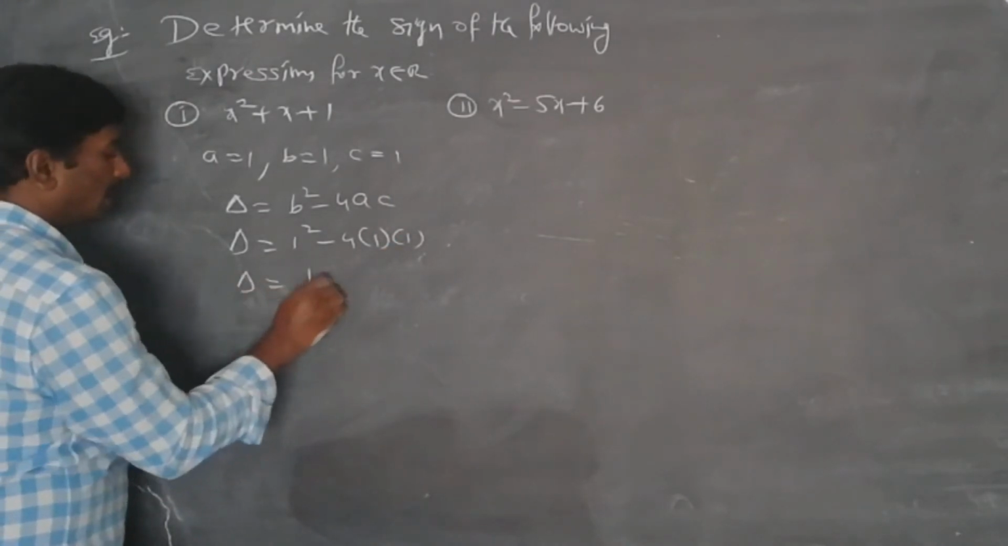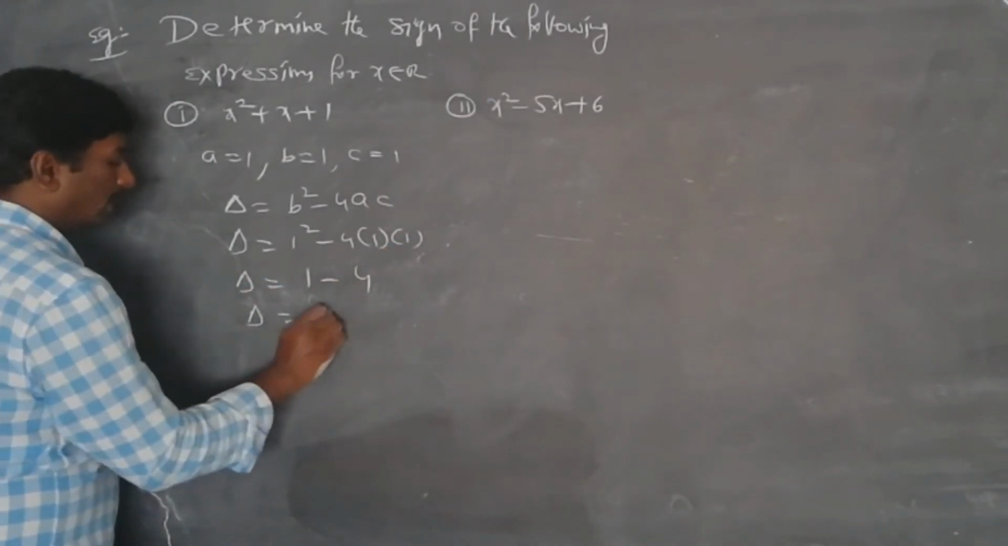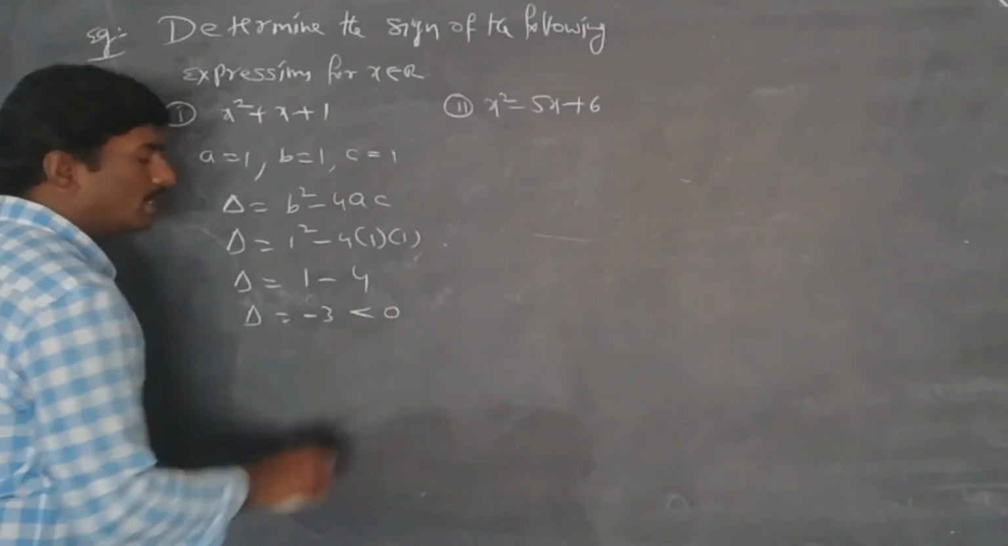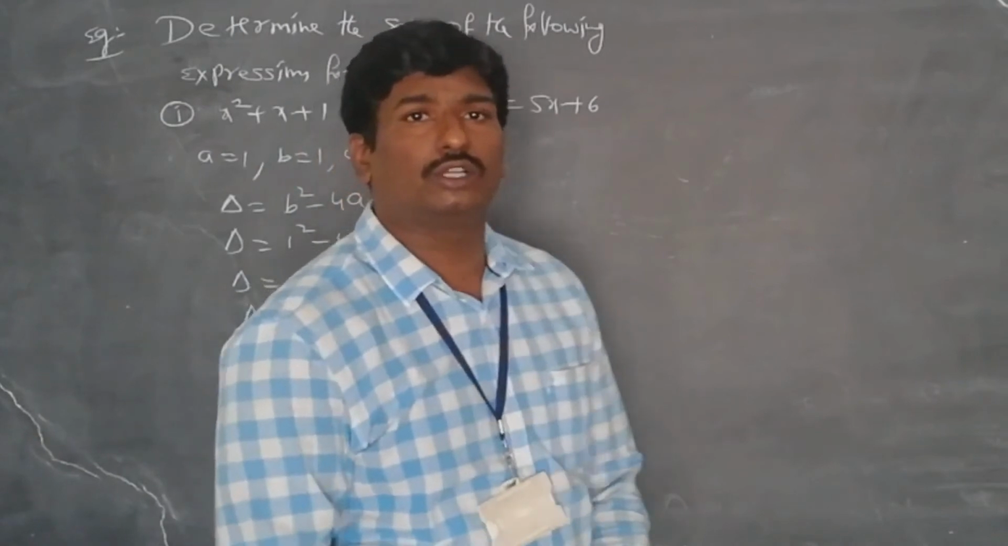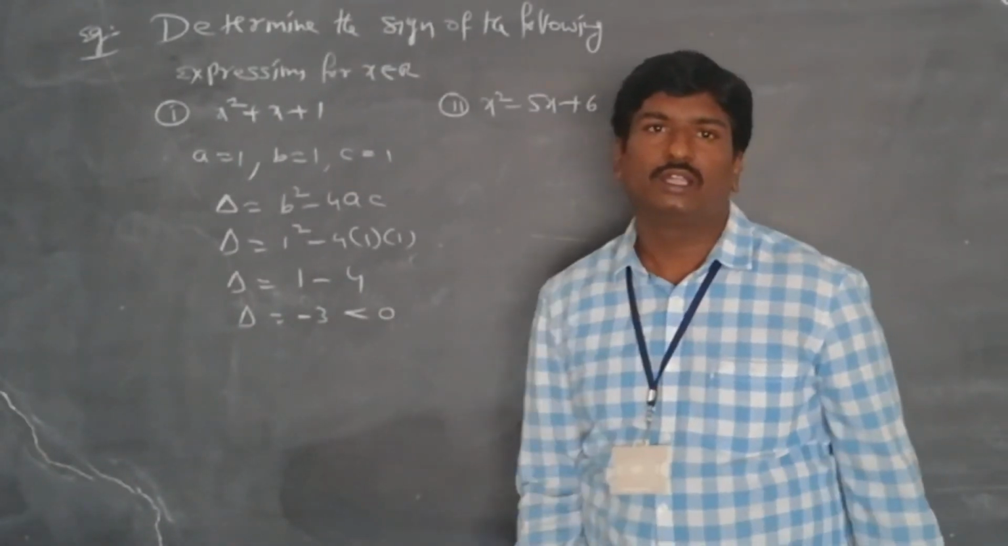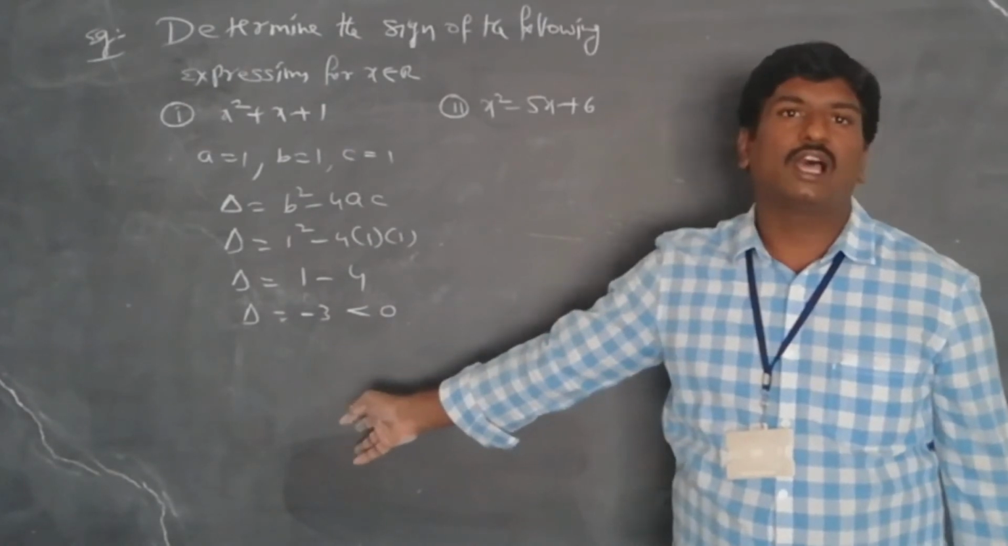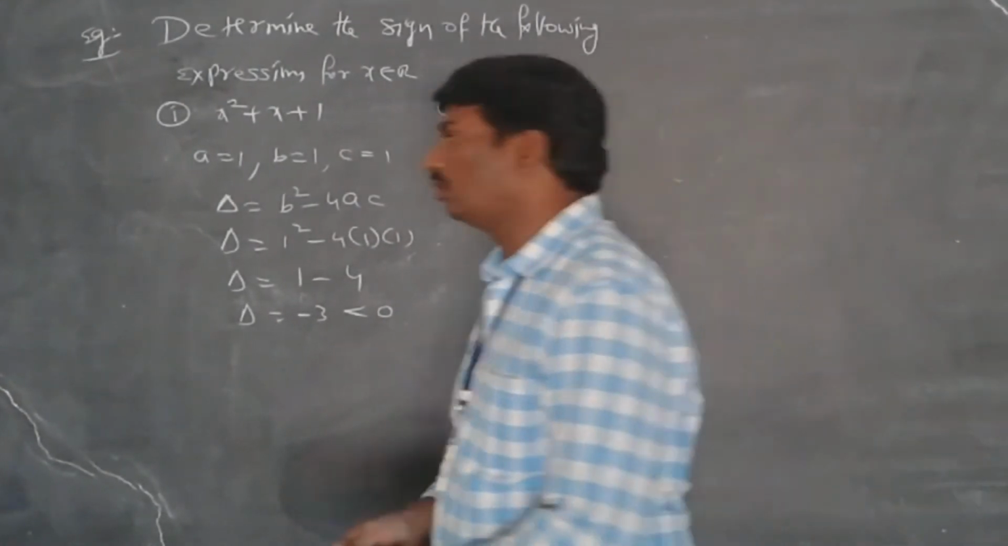So what are you getting here? 1 minus 4, that is equal to minus 3. So delta is equal to minus 3. Then what can we say? Delta is less than 0. Then what can we say? The nature of the roots is non-real complex roots.